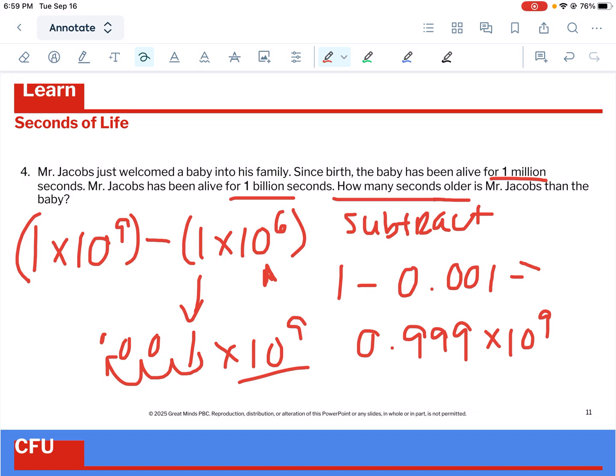But obviously I cannot leave it in this form because our A value can only be between 1 and 9.999. So I need to move this decimal over one more time. That'll give me 9.99 times 10 to the 8 seconds. That's how many more seconds older Mr. Jacobs is compared to the baby. Okay?